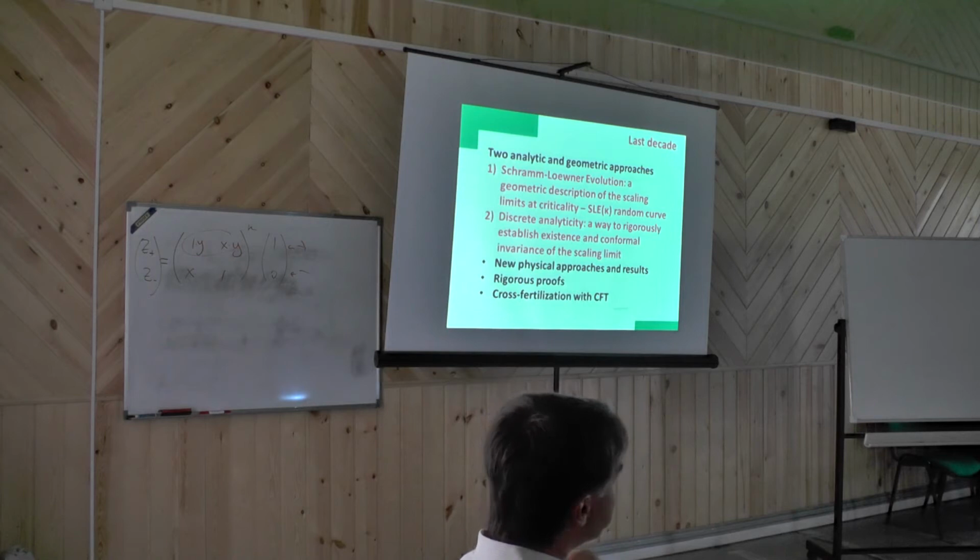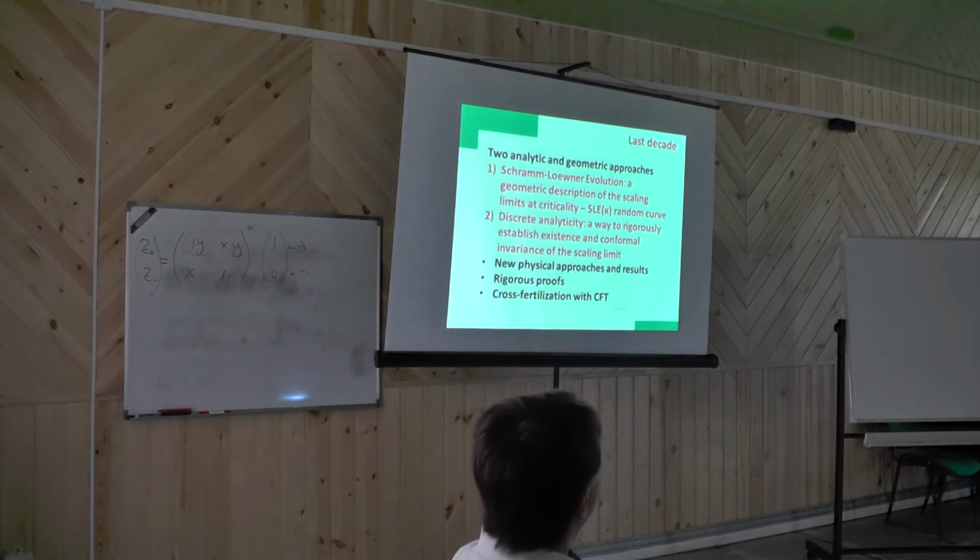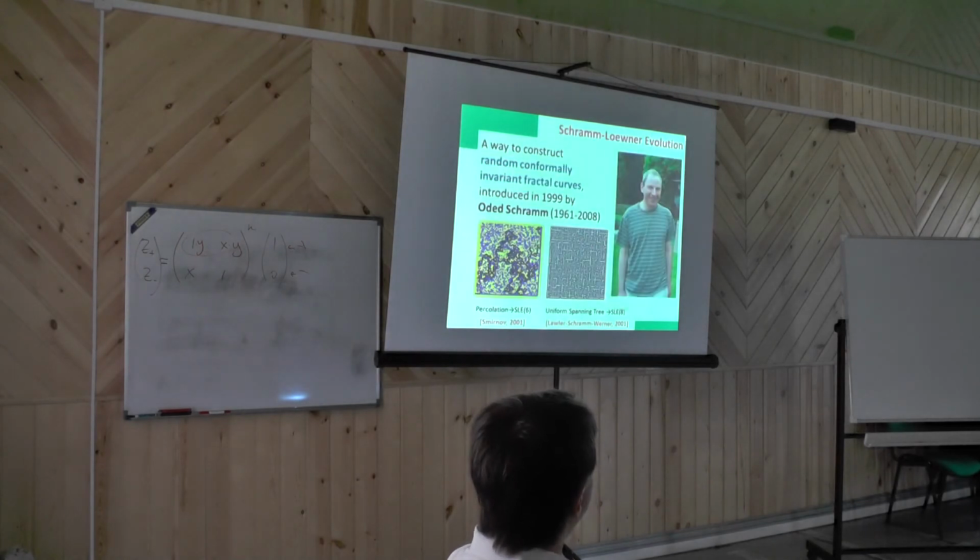So I gave two proofs, old proofs and combinatorial ones, in the first part of the talk. Now I will try to give a glimpse of two new objects and how they work. The first is the Schramm-Loewner evolution.